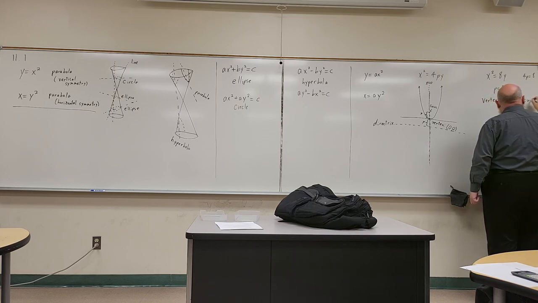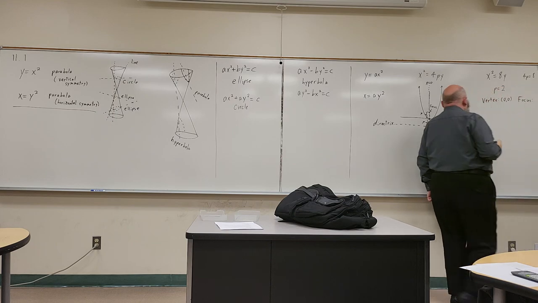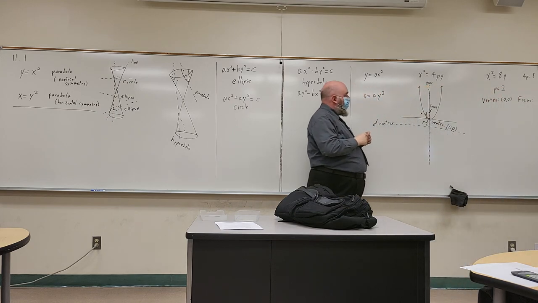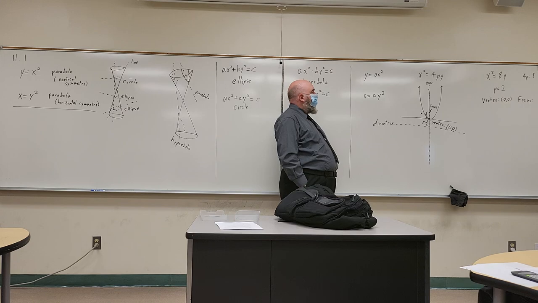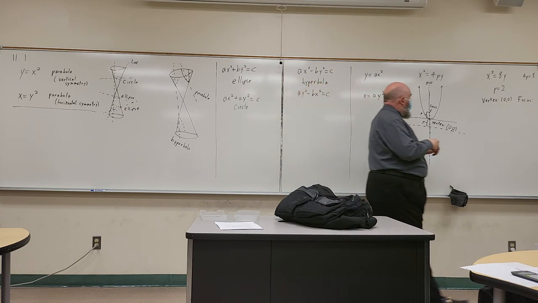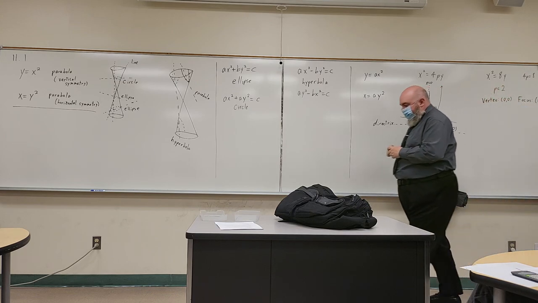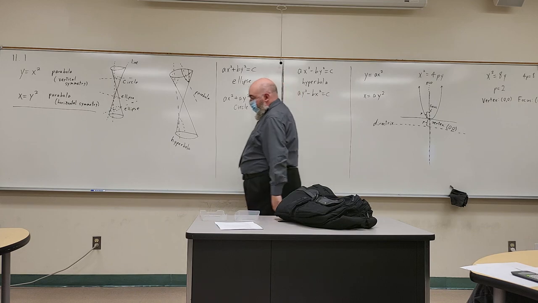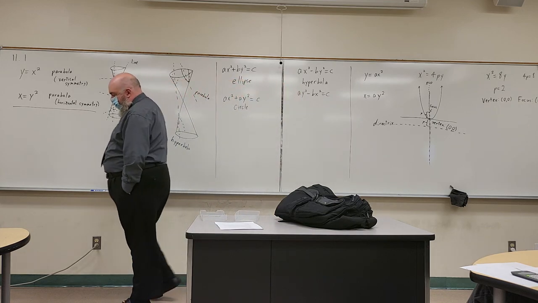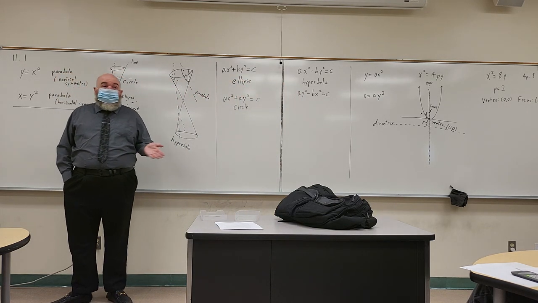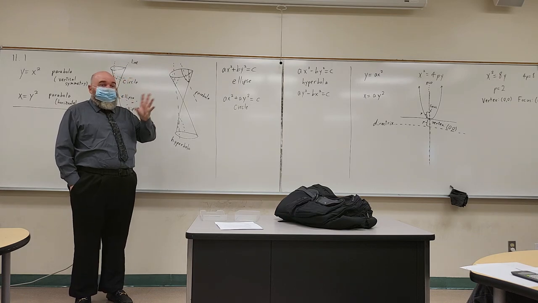Where's the focus? Zero, two. Once you know what P is, you just offset from the vertex by that much, and there's your focus. Now we know it's 0, 2 and not 2, 0 because of the orientation of the parabola.